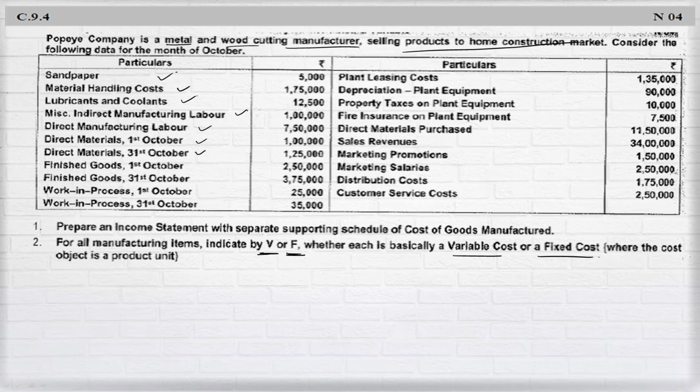So we are solving this question first by preparing a cost sheet. So it will be particulars and rupees. Let us keep a small column for writing down whether it is fixed or variable. Let us solve this.